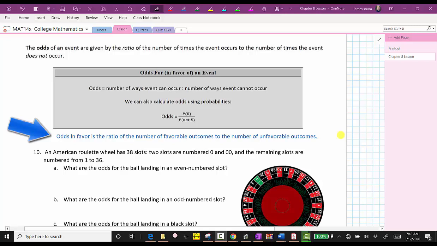We do not want to confuse this with probability. Remember, the probability of an event is equal to the number of favorable outcomes divided by the total number of outcomes. Let's take a look at some examples.